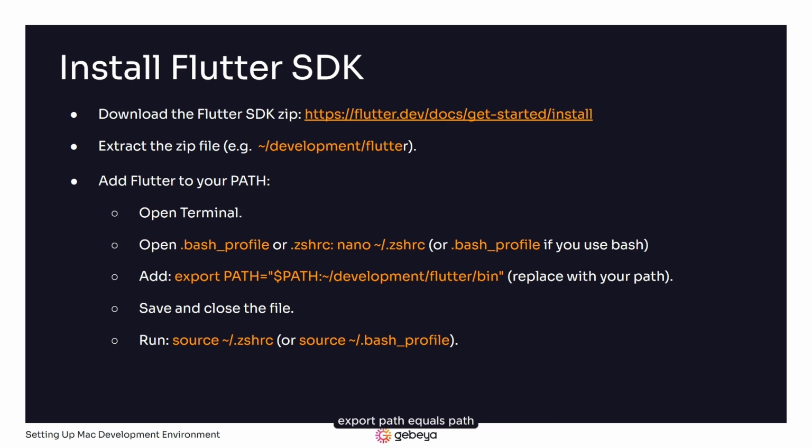export PATH="$PATH:path/development/flutter/bin". Make sure to replace the path if you extracted Flutter somewhere else on your system. Save and close the file. Then run source ~/.zshrc or source ~/.bash_profile. This will apply your changes so you can start using Flutter commands immediately.